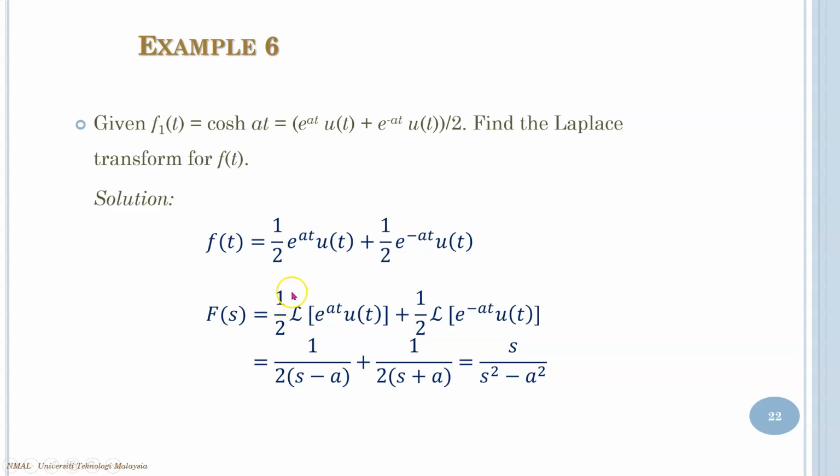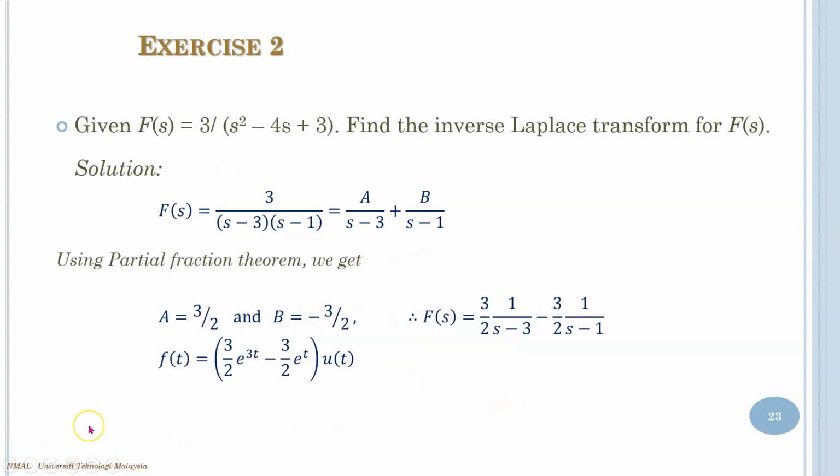Then find the Laplace transform of e^(at) u(t), with the constant outside, and the Laplace transform of e^(-at) u(t). You will get this, and rearranging the equation, you will get s divided by s squared minus a squared. There's another example here.